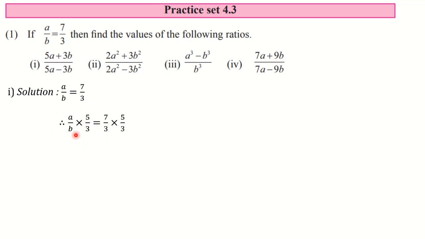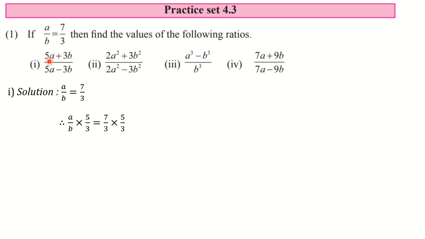Okay, so the next step is to multiply both the sides. As I have said, you simply cannot multiply one side; whatever operation you are doing, you have to do on both the sides. So here we are multiplying by 5 upon 3, because I observed these.